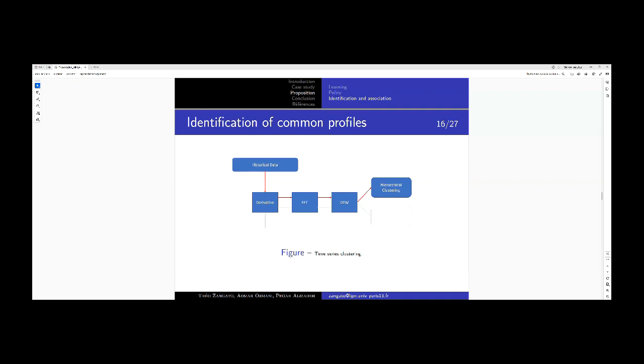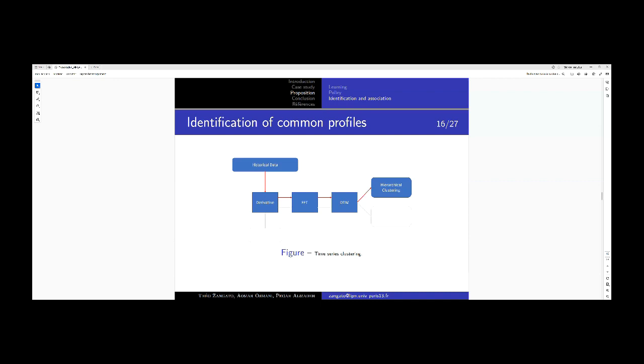We use the agglomerative form, which starts as each of the observations is considered as a single cluster at the start of the process, and then we pair clusters at each generation of the process. So now, with this method, we can identify common profiles, and we can train policies for each of those profiles.